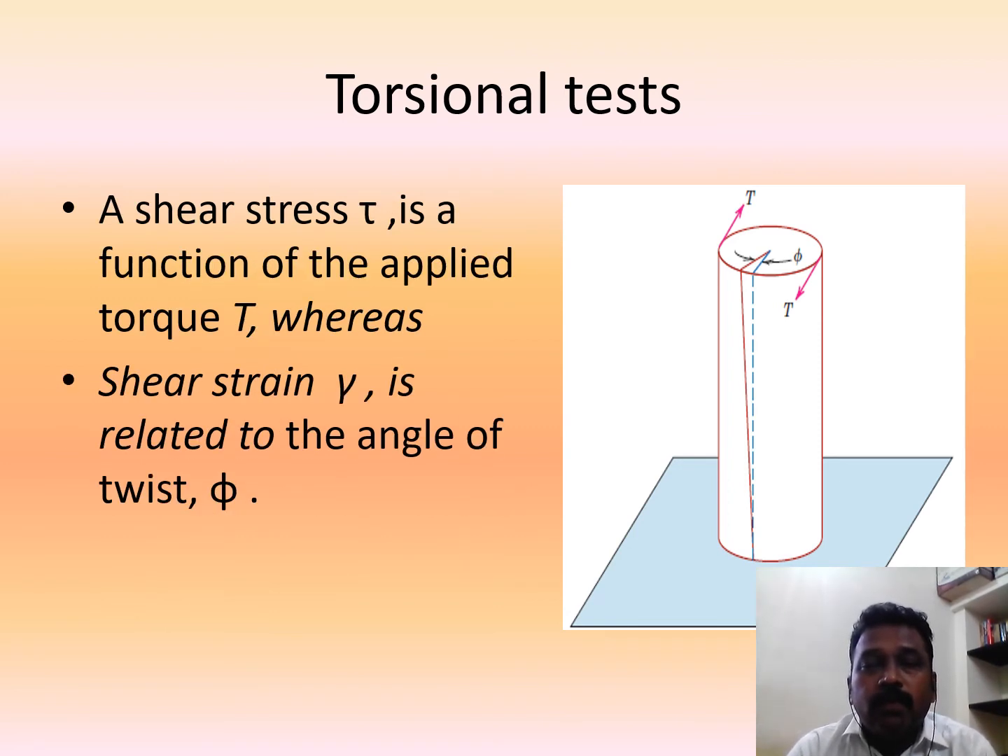So this is the formula. The shear stress is tau, which is a function of torque T, whereas the shear strain gamma is related to the angle of twist phi. So it's shear stress and then shear strain.